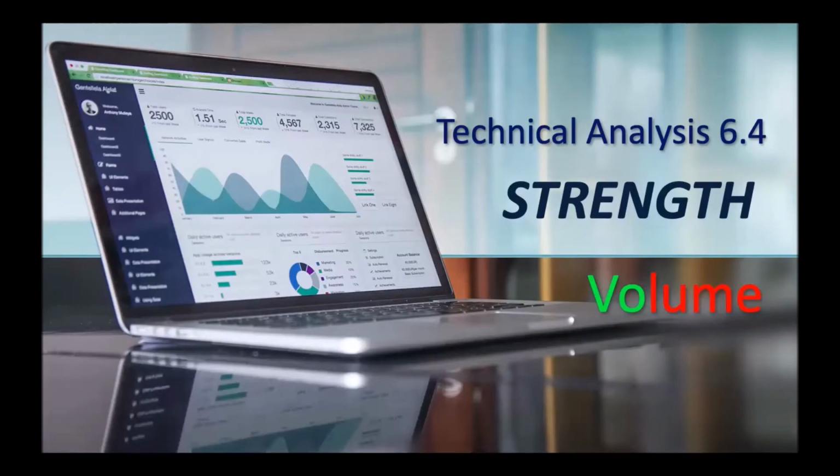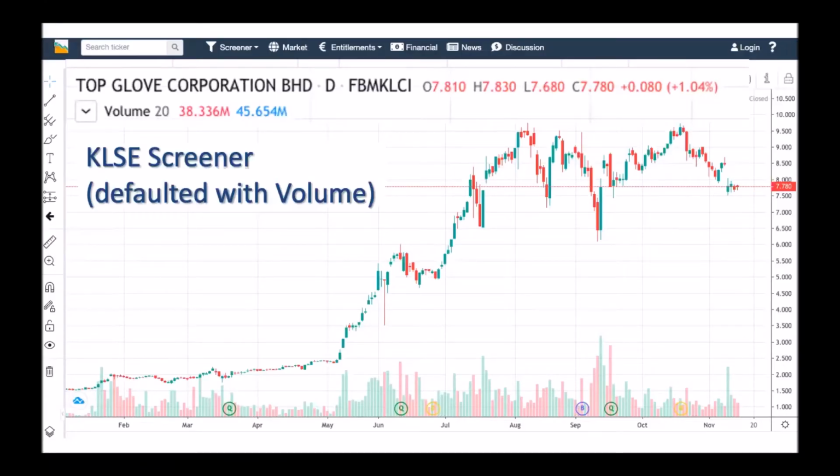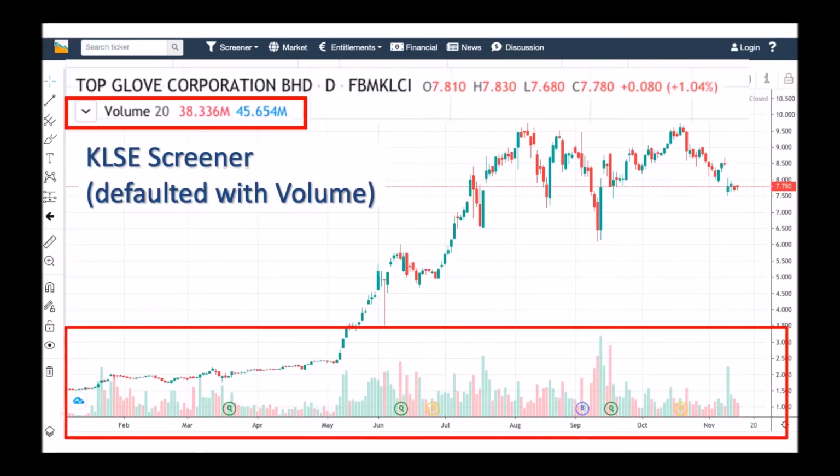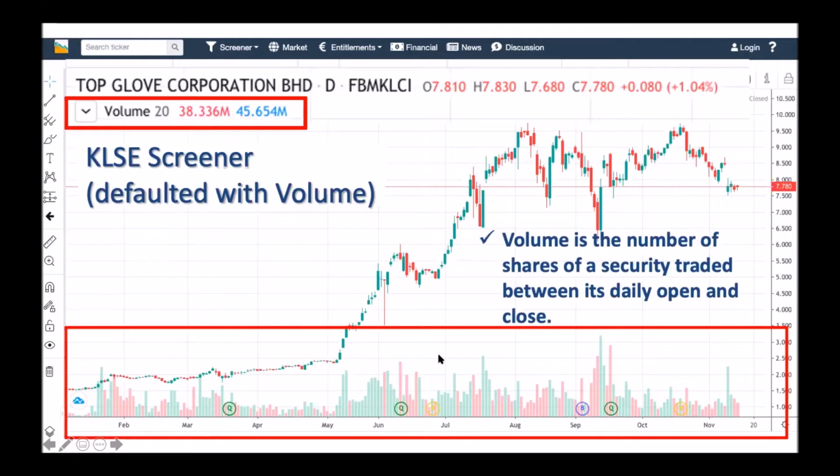So we go for the volume first. When you log into KLSE Screener, it comes defaulted with volume. If you're using TradingView, then you have to go to the FX there to set it to display the volume. You can see in KLSE Screener, the volume is shown on top in millions, and below the histogram bar is the volume specified here. Volume is actually the number of shares of a security traded between its daily open and close.